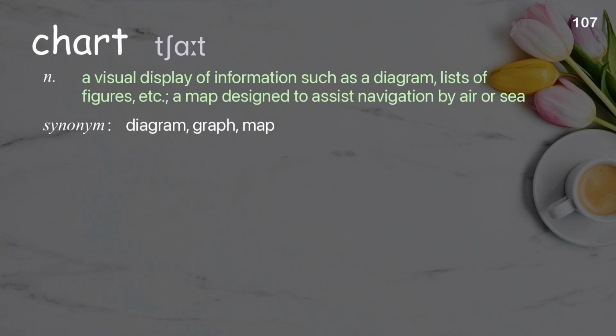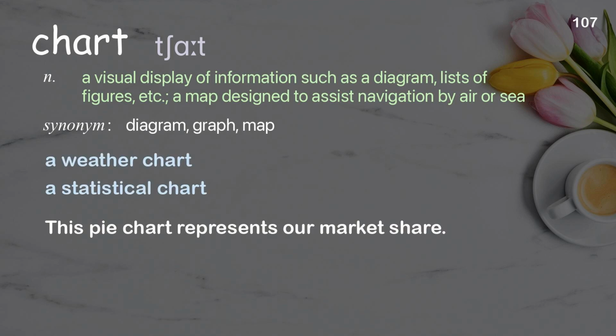Chart. A visual display of information such as a diagram, lists of figures, etc.; a map designed to assist navigation by air or sea. Examples: a weather chart, a statistical chart. This pie chart represents our market share.